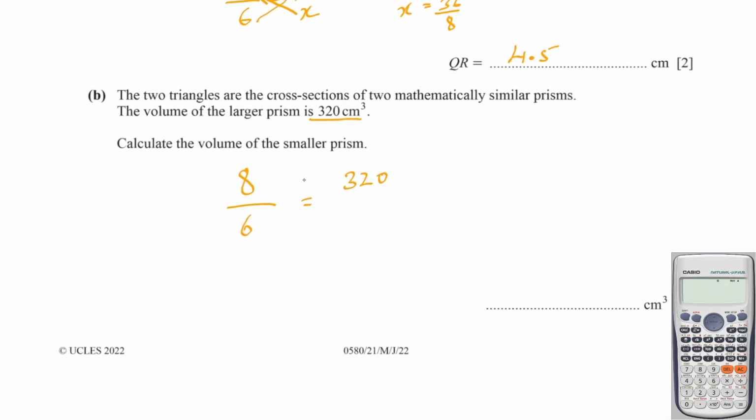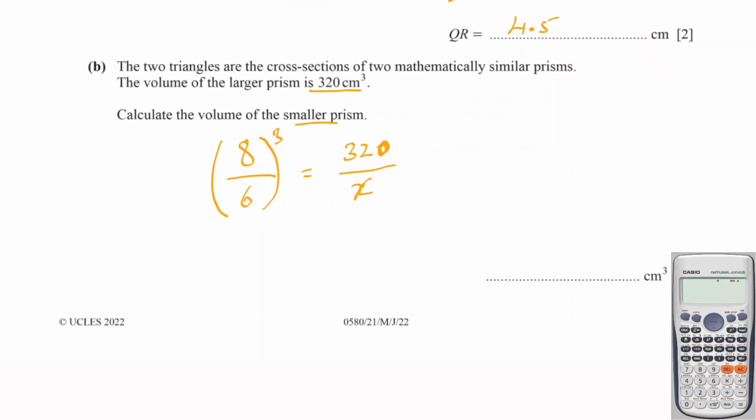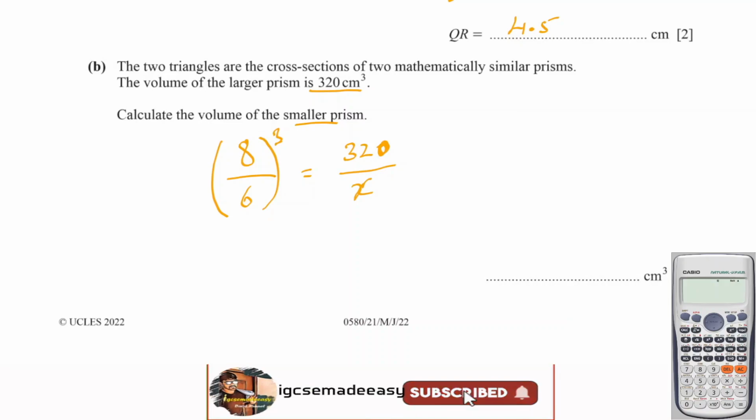320. So I wrote in front of that. And then what is the volume of the smaller prism we have to find? Let's say that is x. Now because the volume is related with cube, so we'll be cubing this one. This side we have to cube it. Don't cube this side because it's already cubed one, right? So we don't have to cube that one. The opposite side we have to cube it. If you are talking about square, we have to square that one. Now we are talking about volume, so we cubed it.